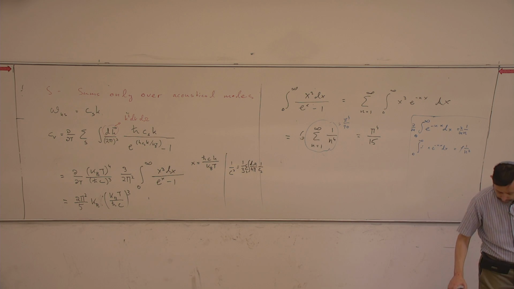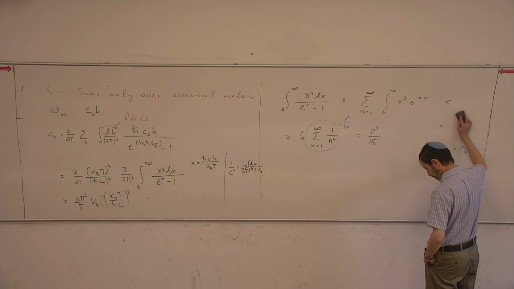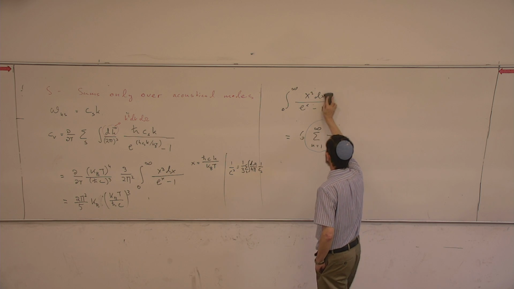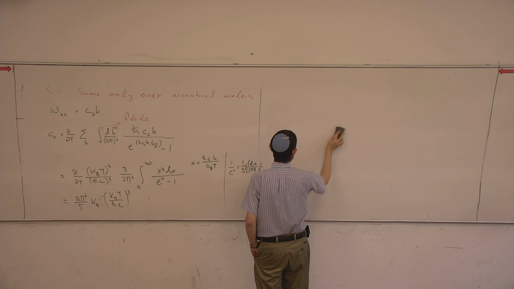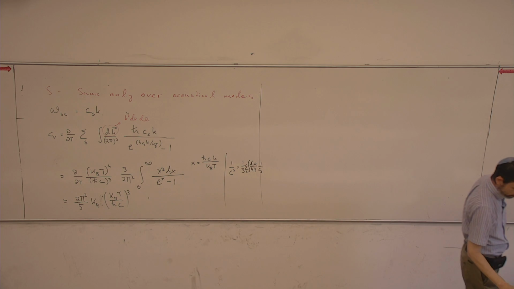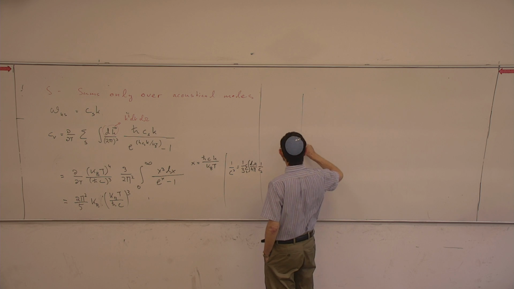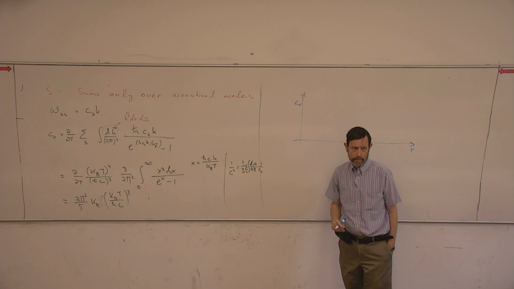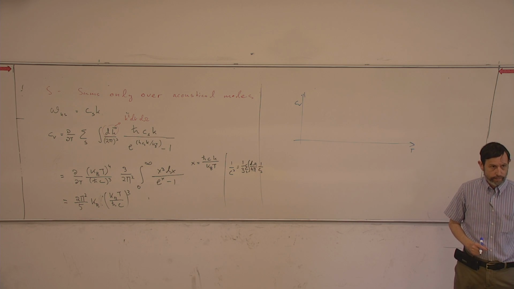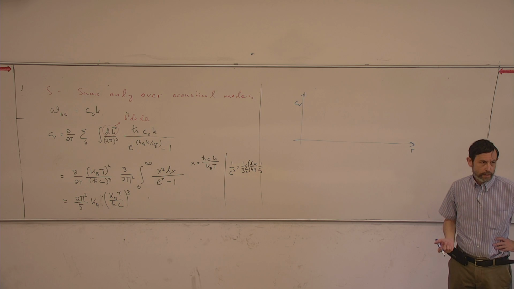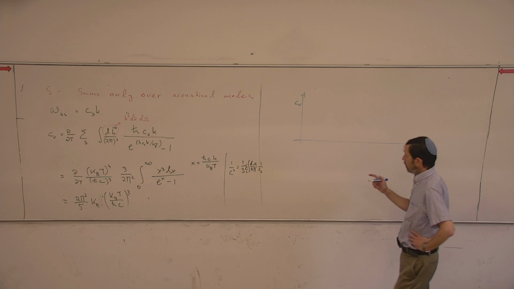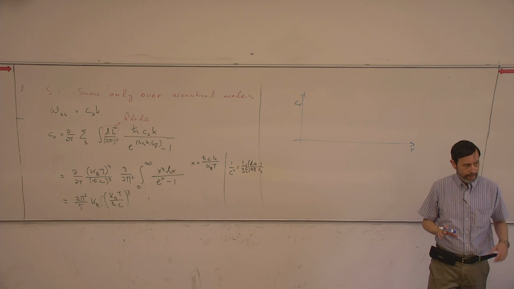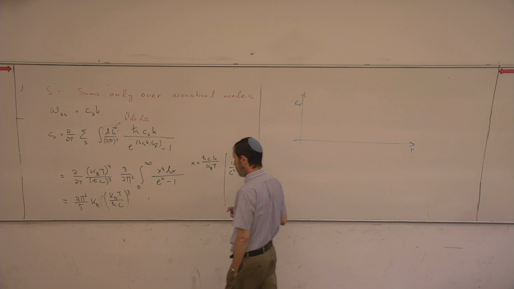So what do I know up to now? If I plot C_V as a function of T, the classical answer, assuming I have only three acoustical modes.